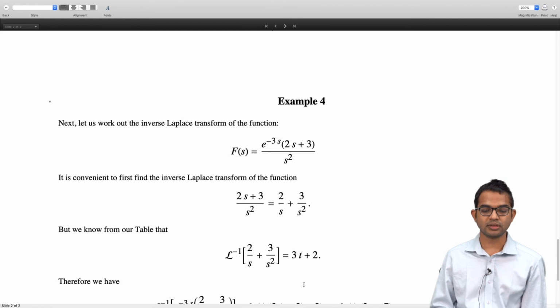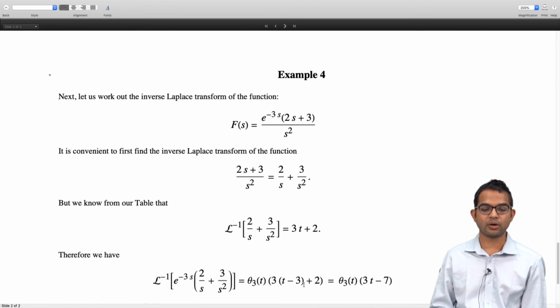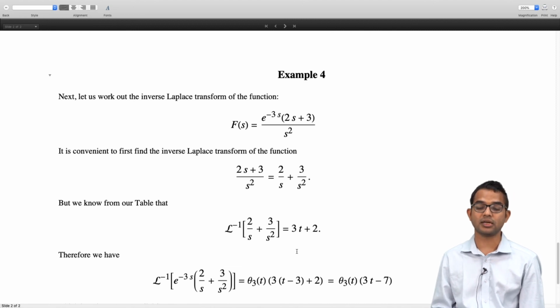And once we have this, we simply use the property that this type of factor e to the minus 3s simply means that you have to tag along a theta 3 of t, but you have to be careful. It's not just simply 3t plus 2, right? If you think of this as a function f of t, you must find theta 3 of t times f of t minus 3, right? So the function itself must be shifted by the appropriate amount. So then you get the final answer as theta 3 of t times 3t minus 7.